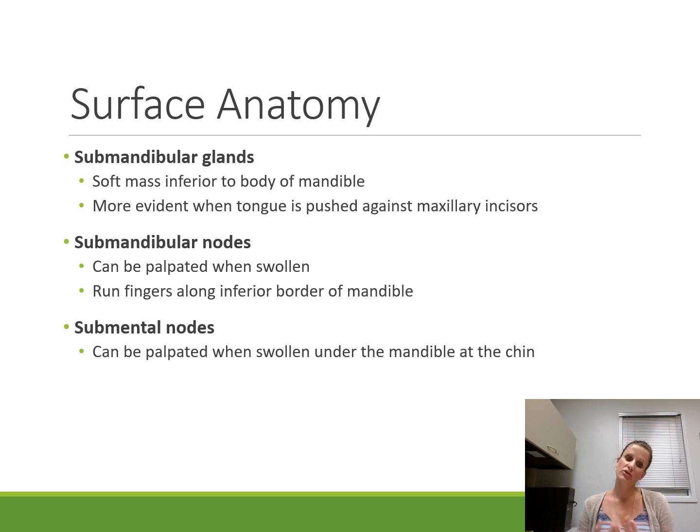The submandibular lymph nodes are lymph nodes that run underneath the mandible, and these can be palpated when they're swollen, so during some sort of infection. So if you just run your fingers along the inferior border of the mandible, that's where you would palpate them. If you continue forward all the way till under the chin, this is where you would palpate the submental nodes, because mental is chin, right? So right underneath the chin are the submental nodes.